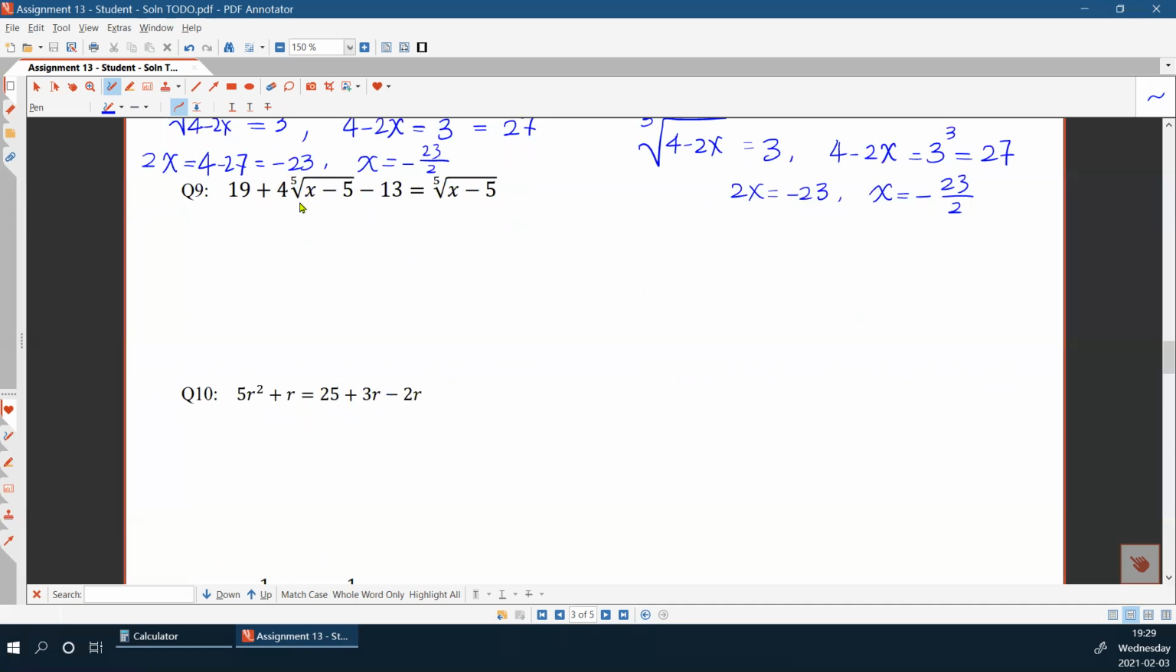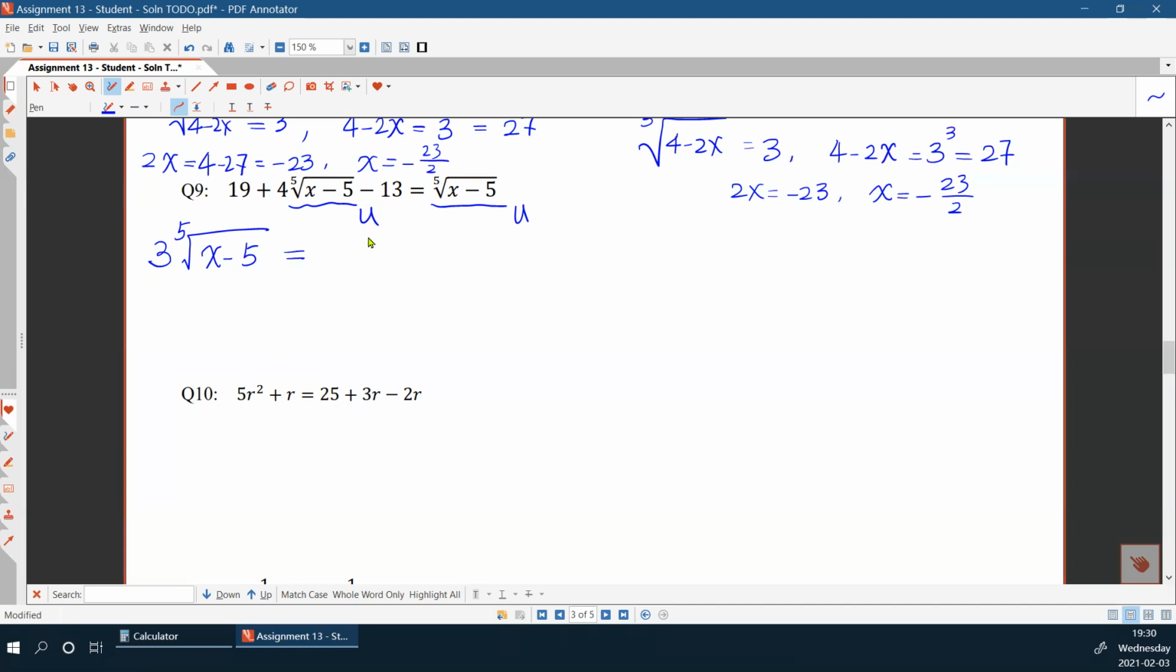Question 9. Okay, this method is the same. On the left-hand side, you have a very long expression here, right? But on the other side of the equation, you have the same expression. So consider this as your u, right? So we can combine all the u's on the left-hand side. This gives you actually 3 times the fifth root of x minus 5, right?